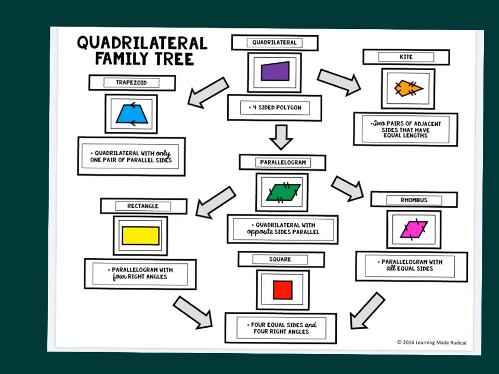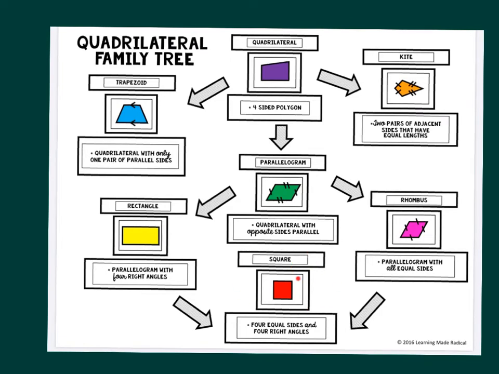This is a little quadrilateral family tree. So if you're wondering, man, how are all these shapes related? We call these all quadrilaterals because they have 4 sides. And then we kind of branch off into different things. So as you go down this middle section, we have a quadrilateral. It's a 4-sided polygon. It's related to a parallelogram. So a quadrilateral with opposite sides that are parallel. Sometimes we'd say parallelogram related to a rectangle and a rhombus.